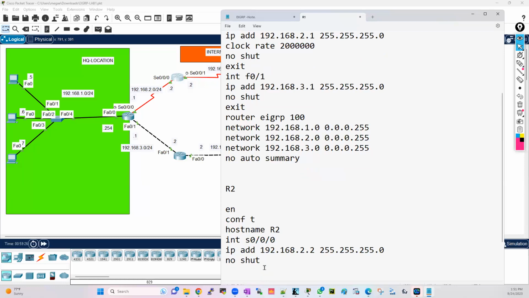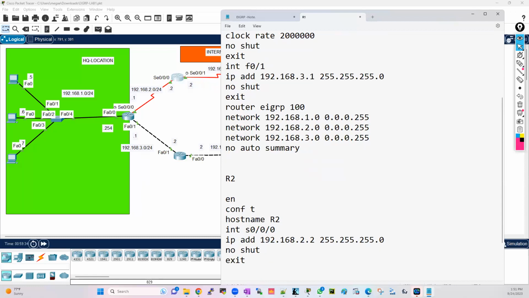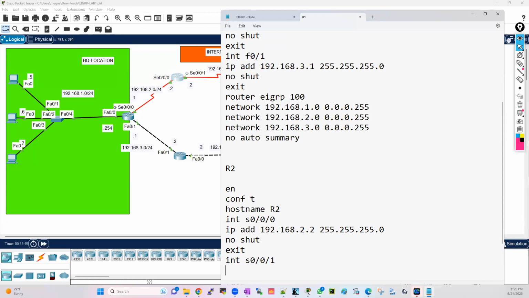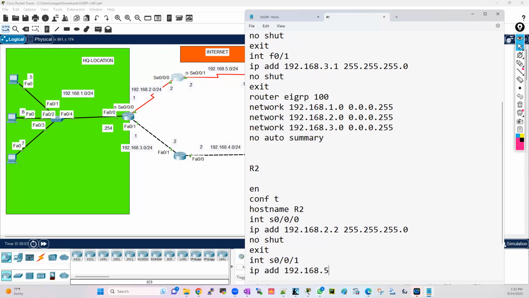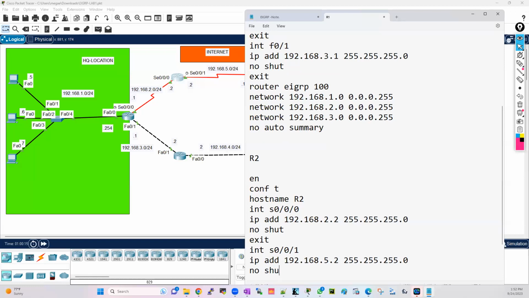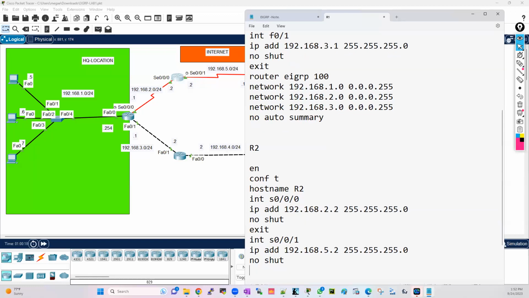And then we need to move on to the next interface. We write exit. Interface S0/0/1. Click enter. And then what is the IP there? IP address 192.168.5.2, 255.255.255.0. We click enter, no shut, enter, and then what again?